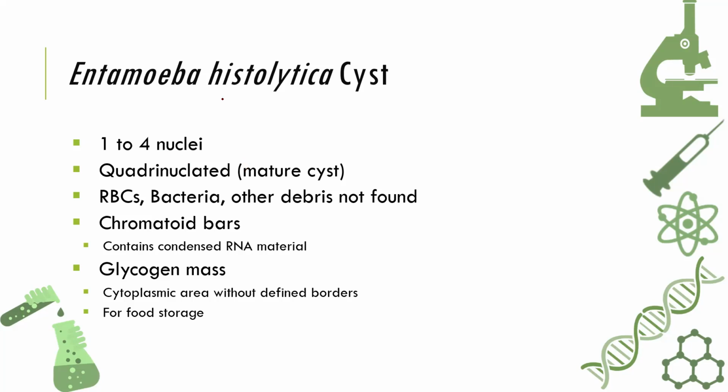Okay. Now, remember, RBC, bacteria, and other debris are not found in the cytoplasm of our Entamoeba histolytica cyst. Again, RBC can be found in the cytoplasm of our Entamoeba histolytica trophozoite. Okay. Chromatoid bars are present that contain the condensed RNA materials of our Entamoeba histolytica, as well as the glycogen mass, which serves for the food storage. Since they are a non-feeding stage, dapat meron silang glycogen mass for the storage of food.